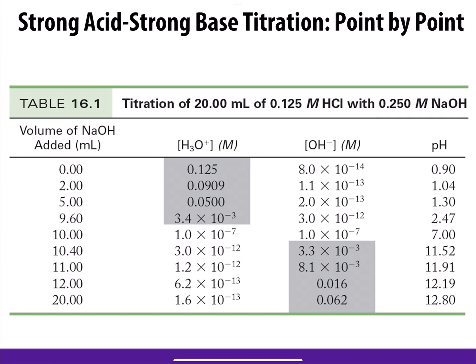You can keep track of the pH point by point in this titration. Notice here that the equivalence point is exactly 10 milliliters, and in just 0.4 milliliters on either side, the pH changes by a gigantic amount. It goes from 2.5 to 11.5, so about 9 pH units. That's more than a few drops, but not much more. That's maybe 8 drops.